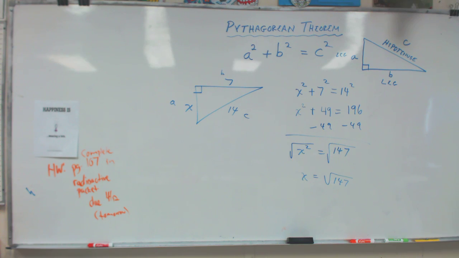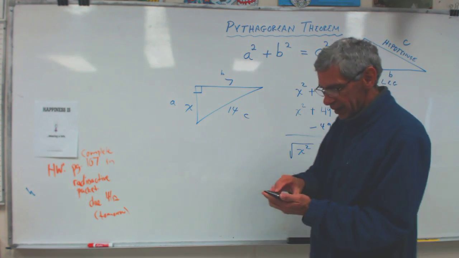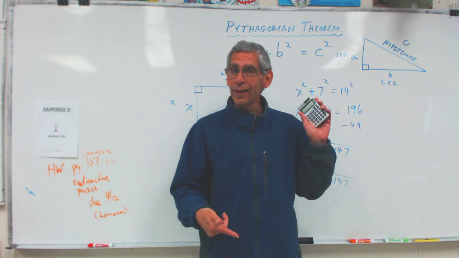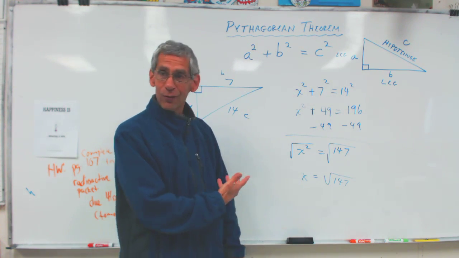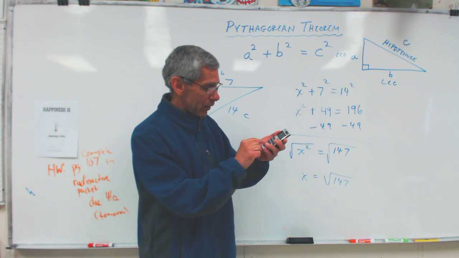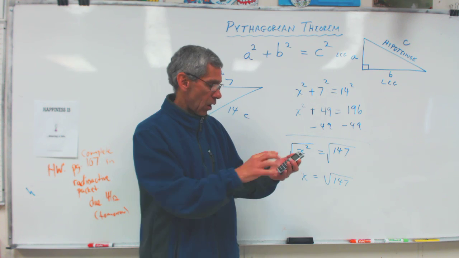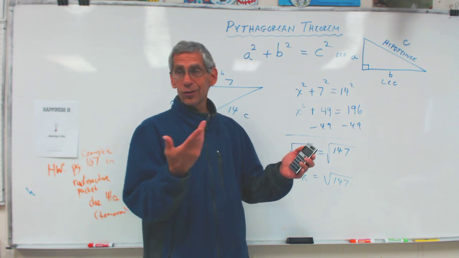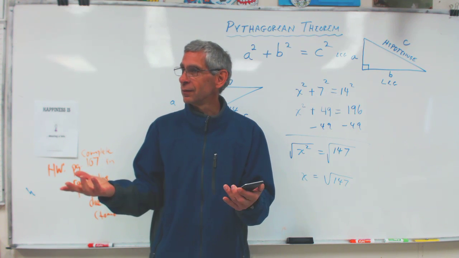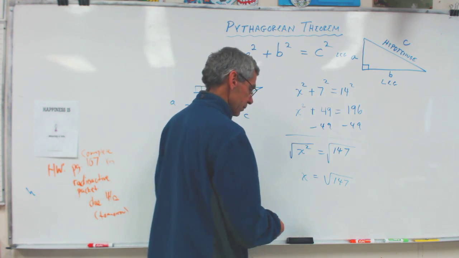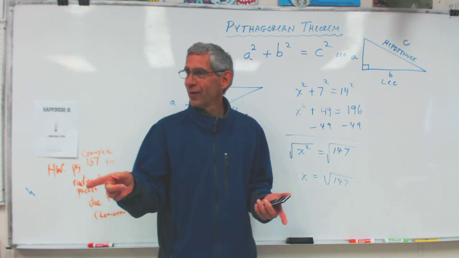Get out your handy dandy calculator. Well, I'm just telling you the truth. This is what real people do. They don't simplify the square root of 147. They just type in 147, square root, and it's 12.12.